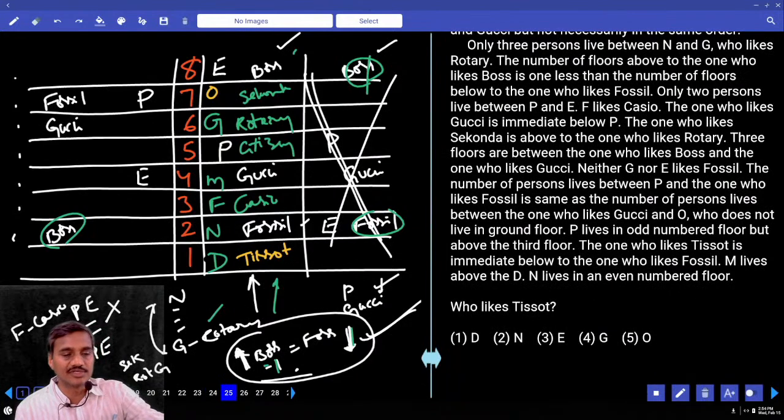Then who likes T-shirt here? The one who likes T-shirt is D, that is choice 1, question number 25.